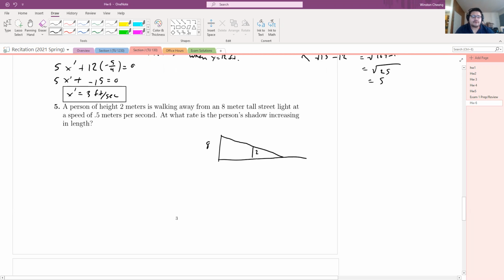Okay, and we know something about how fast the person is moving away from the street light, and we also want to figure out something about the speed at which their shadow is changing. So because this shadow length is important, it would make sense to label the side that corresponds to that, which is right there.